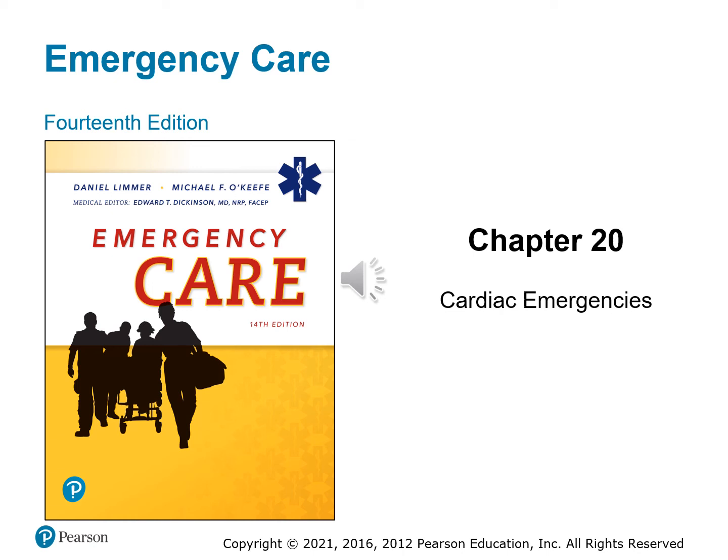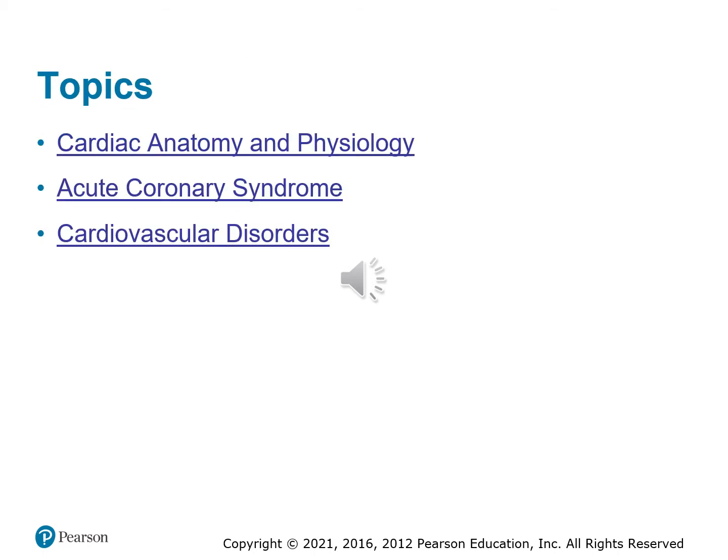We're going to work back here to chapter 20. This is cardiac emergencies. Just like other sections that we're going to go over, anatomy and physiology briefly is covered here first. But we're going to talk about ACS, or acute coronary syndrome, and what that means. We're going to then move on to cardiovascular disorders that you will be able to hopefully identify in the field and begin to learn to manage.